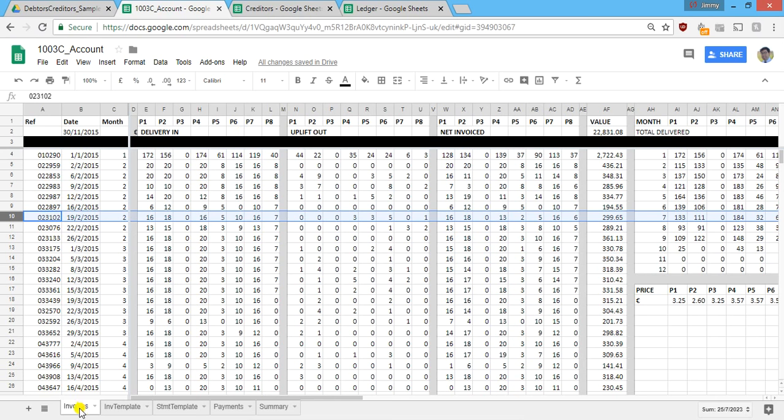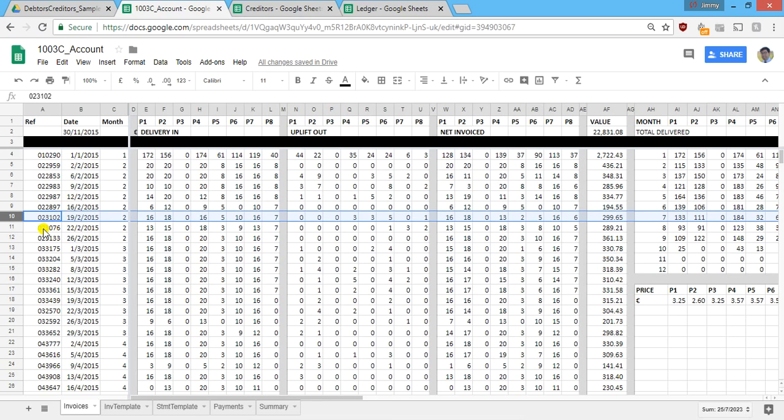The first tab here is invoices. So the delivery drivers for this business would be on the road. They would deliver the product into stores and outlets. They would also remove any products or uplift any that were past their sell by date. They'd return to the base and admin staff would input the invoice information.